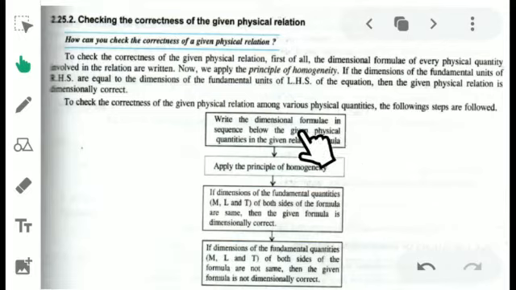Let us see. First, write the dimensional formula in sequence below the given physical quantity in the given relation. Apply the principle of homogeneity. If the dimensions of the fundamental quantities of both sides of the formula are the same, then the given formula is dimensionally correct. If the dimensions of the fundamental quantities of both sides of the formula are not the same, then the given formula is not dimensionally correct.